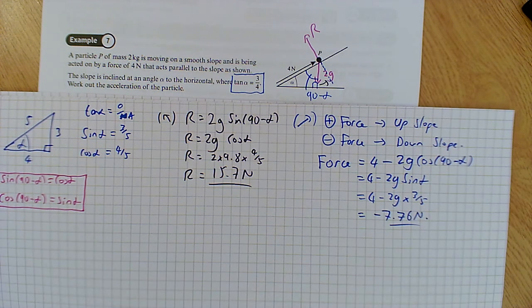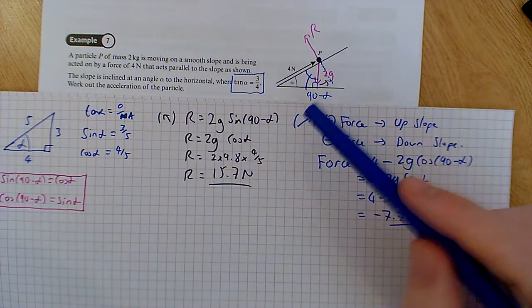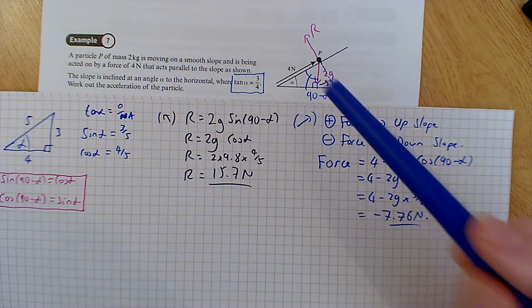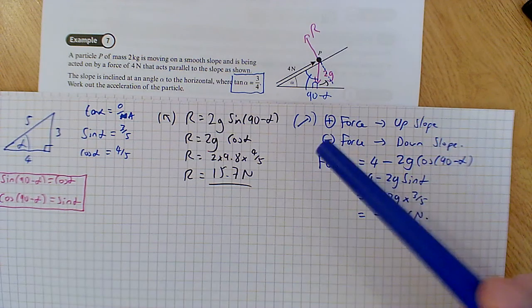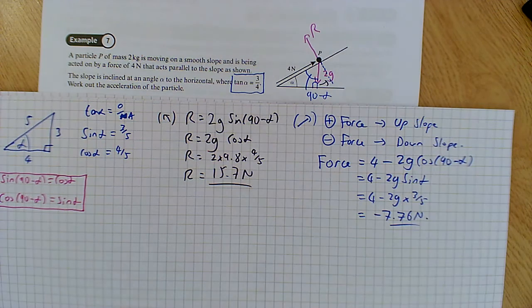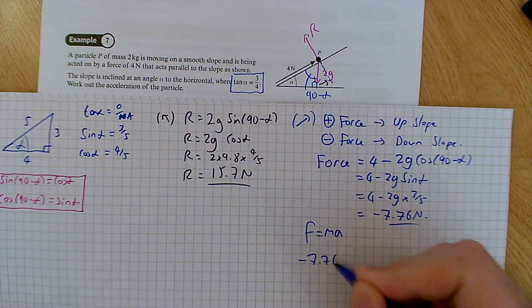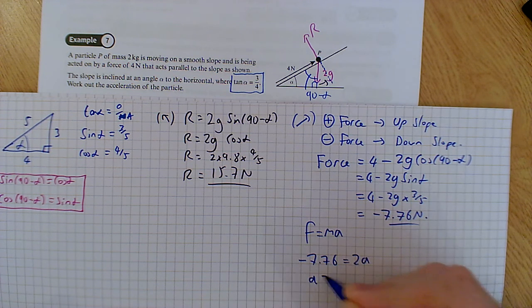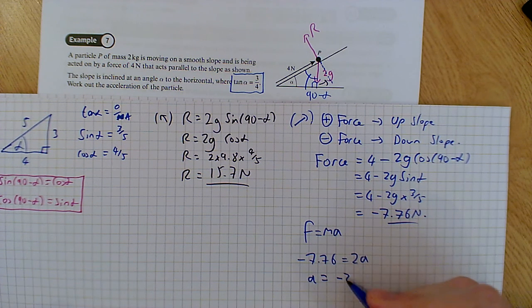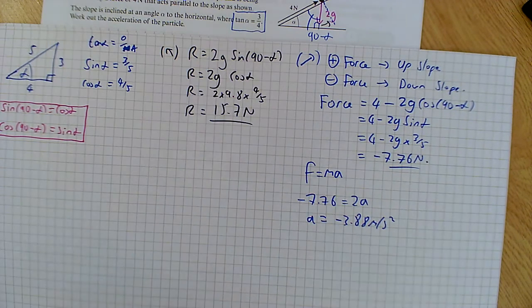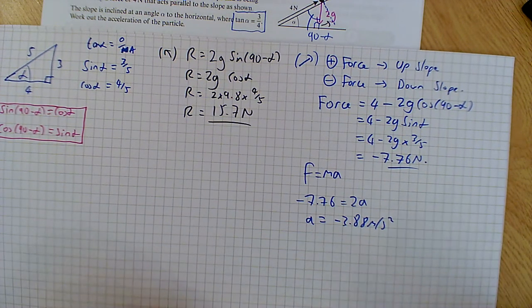Right, that tells us it's a negative force, so the force pulling it down is bigger than the one pushing it up, so the acceleration is going to be down the slope because we took the positive direction as up the slope. So we've got a negative force, so we'll be moving down the slope. So now what I'm going to do is do my F equals MA, which is minus 7.76 equals 2A, then I divide by 2, and I get minus 3.88 meters per second squared. And again, that acceleration is negative because the force is negative, so we're moving down the slope, that means the acceleration will be down the slope, so negative as well.